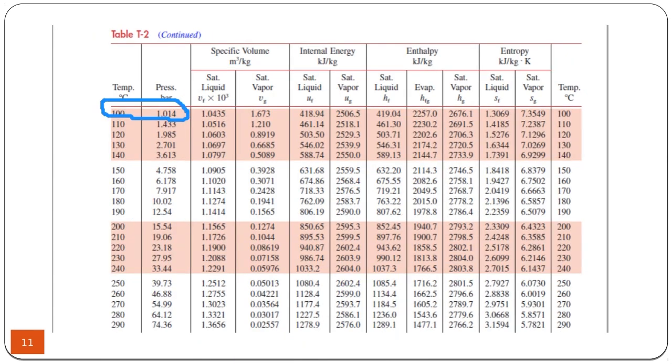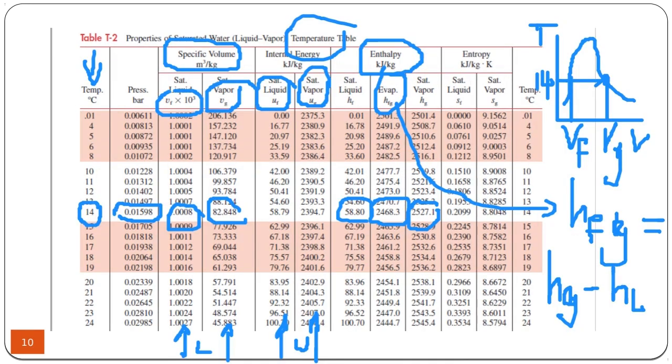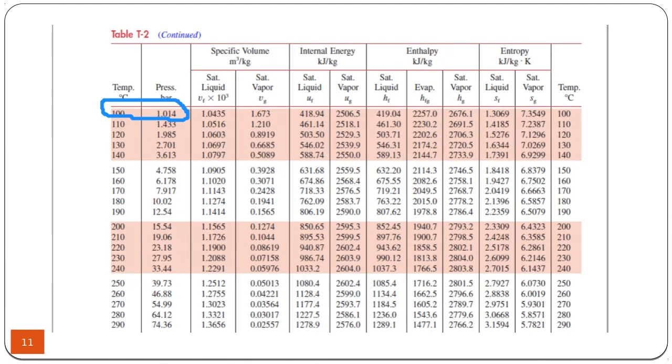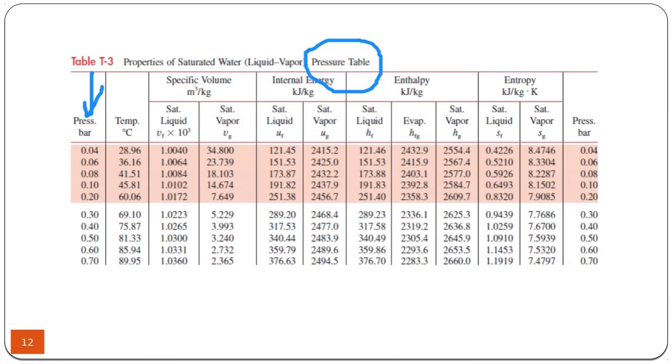So the table starts from the triple point temperature, almost zero, and goes up to temperatures up to the critical temperature, which is 373. A second type of table is, as I said, the pressure table.